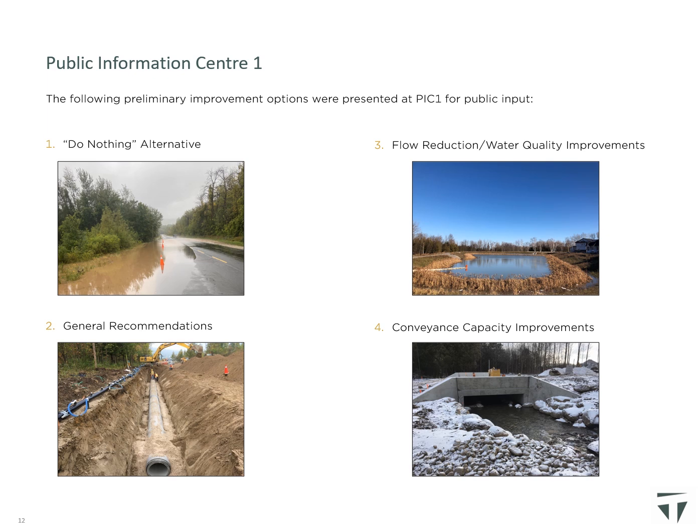Flow reduction and water quality improvements, including retrofitting existing stormwater management facilities and constructing new stormwater management facilities to improve water quality treatment and reduce peak flows. This alternative also includes implementing low-impact development measures such as rainwater harvesting, soak-away pits, and linear perforated pipe and infiltration systems to improve water quality treatment.